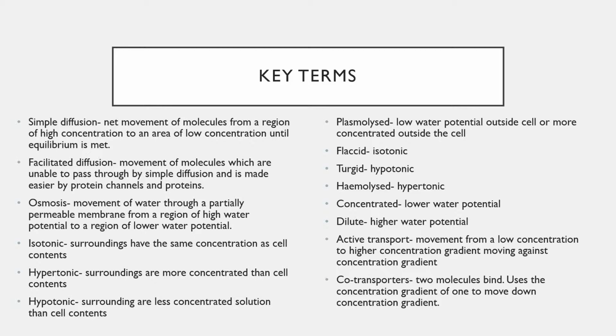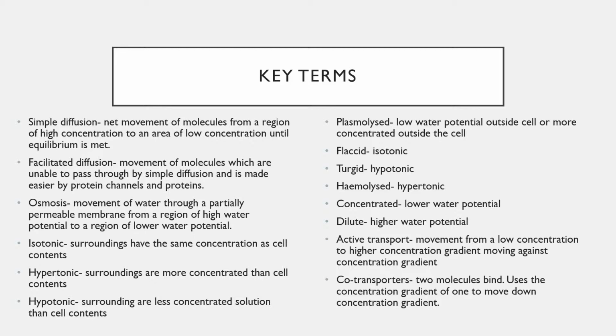Plasmolysed is when there is low water potential outside the cell, or more concentration on the outside of the cell. Flaccid is isotonic, turgid is hypotonic, haemolysed is hypotonic. Concentrated means lower water potential, dilute means a higher water potential.